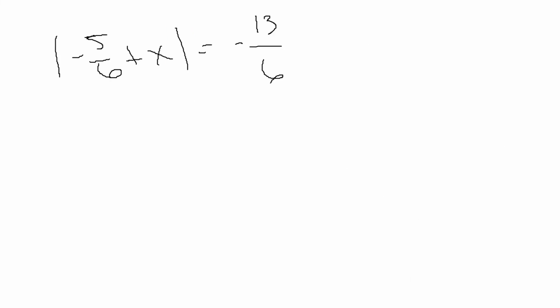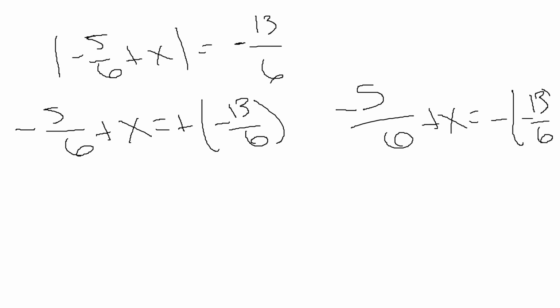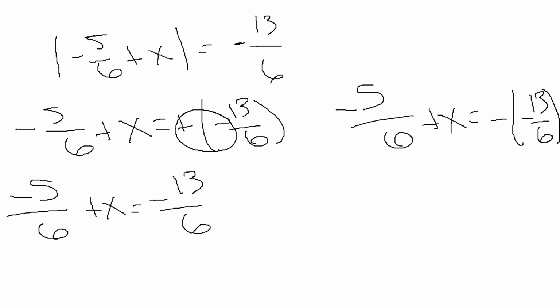All right, here's where you were. I needed to give myself some more space. So now I'm going to split this into the positive and negative answer. Now pay attention because I already have a negative. So a positive and a negative. This plus a positive times a negative equals a negative. So we have negative 5/6 plus x equals negative 13/6.